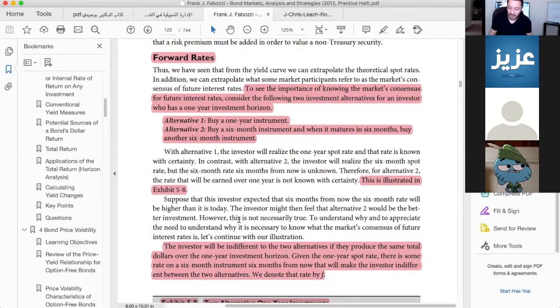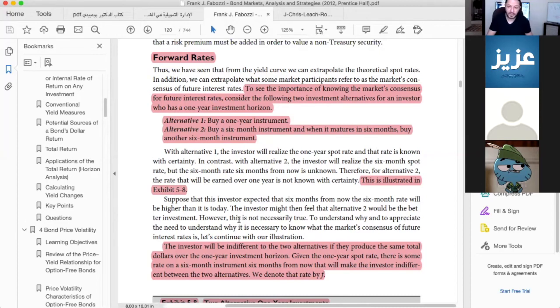And it doesn't matter if I'm investing my money in one shot or through two steps. So this is the equilibrium: I should have the same amount of gain. Now, if one of these two alternatives, let's say investing my money in one shot for 1 year, will allow me to have more money than I would have if I had invested through two steps, this means that there is an arbitrage opportunity. I will give you an example.